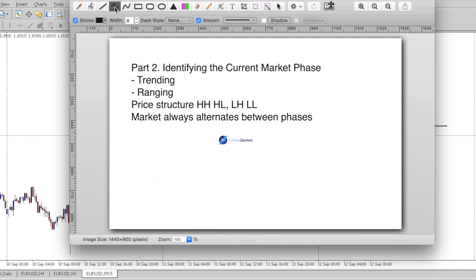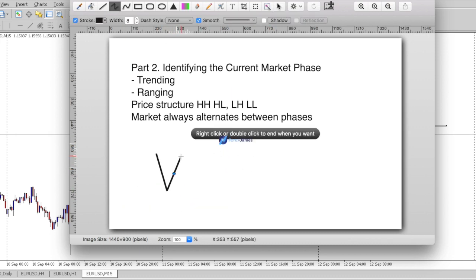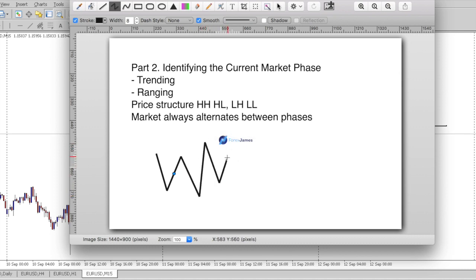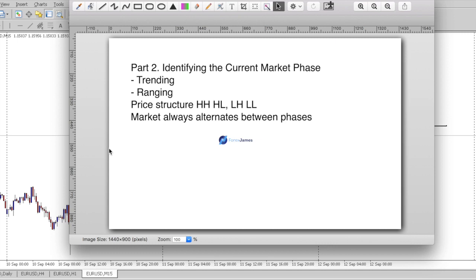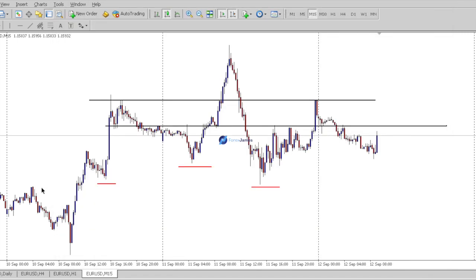And when it's ranging, we want to look for these highs on the top of the range and the lows on the bottom of the range and look for trade opportunities. Now let's take a look at the charts again to identify the range we're in.